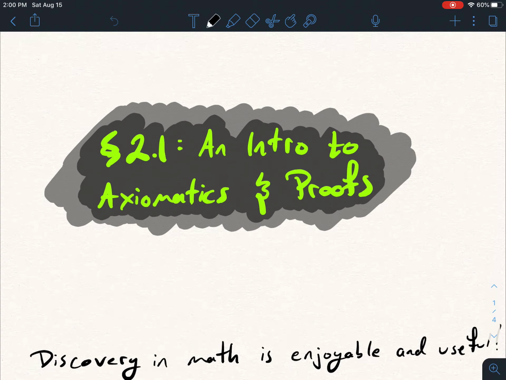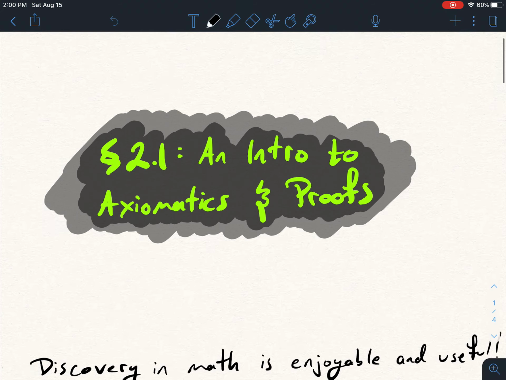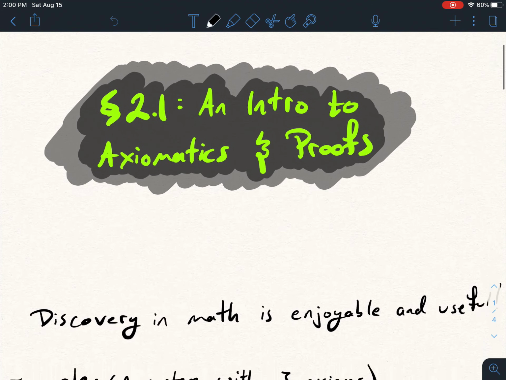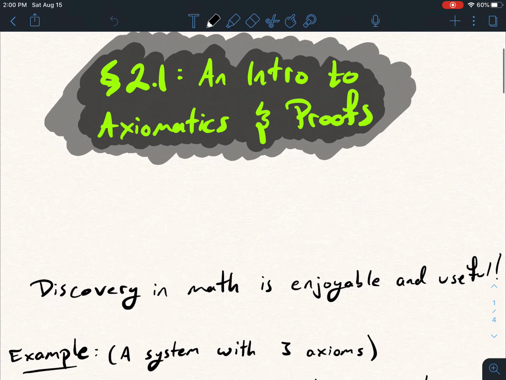So why is discovery a useful tool for us? How could this be useful? Well, let's look at an example. In this class, we're going to be doing a lot of work with axiomatic systems. The gist of it is we're going to be building up Euclidean geometry as well as some other forms of geometry, which we'll talk about later. We're going to be building up these geometric systems starting with axioms.